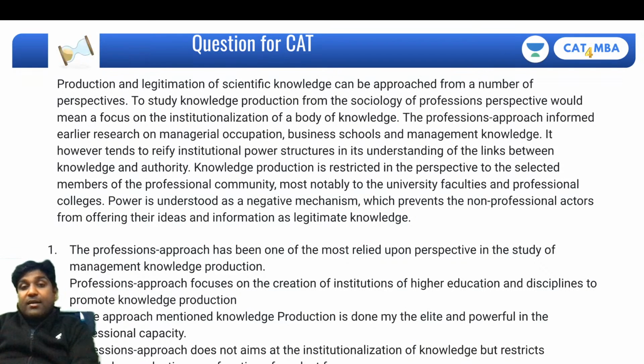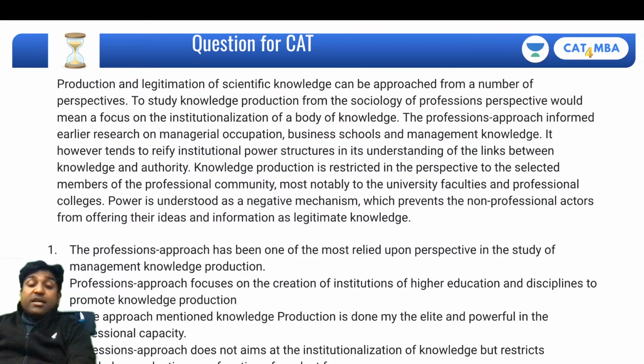So option one says that the professions approach has been one of the most relied upon perspectives in the study of management knowledge production. This was never mentioned, so it is irrelevant. Option two says that the professions approach focuses on the creation of institutions of higher education. This was also never mentioned.